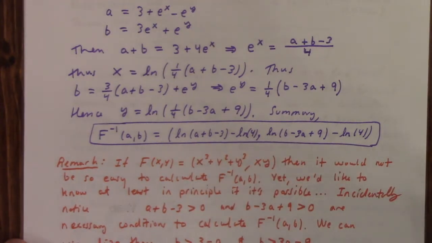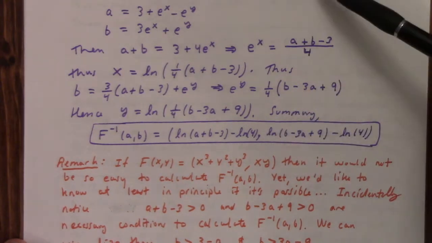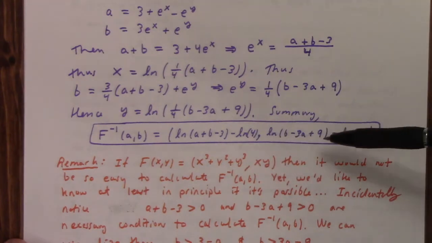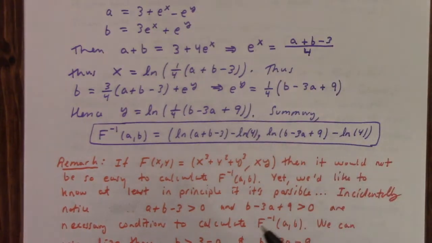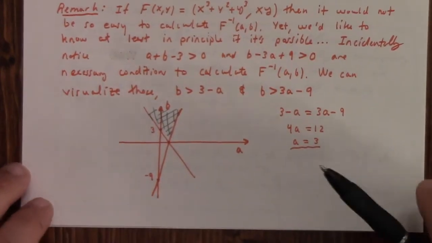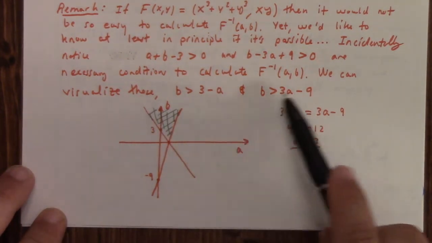And, well, here's an interesting thought. Because this function is invertible, and the domain of the inverse is the range of the function, I can actually tell you what the range of the function is by looking at the domain of the inverse. And the domain of the inverse, well, that's the a and b such that a plus b minus 3 is positive, and b minus 3a plus 9 is positive. And so I can visualize that as the feasibility region where both of these inequalities are met.